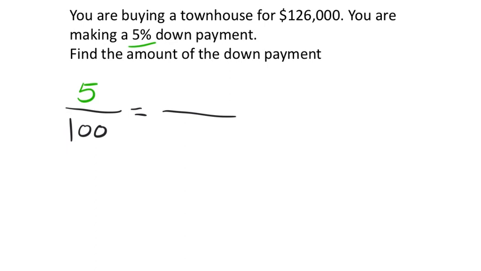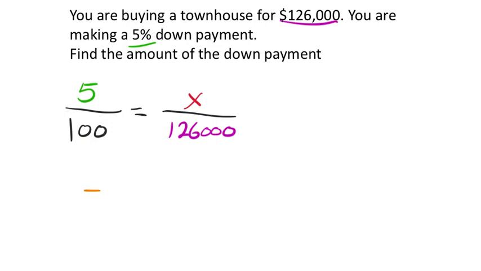Now, you could say, well, you got a commission and stuff like that. No, we don't worry about that stuff. It's 5%, the 5% down payment is on that price. So the whole price is $126,000. So for this one, what we don't know is the part of the 126,000, which is the down payment. So that's where our X goes.